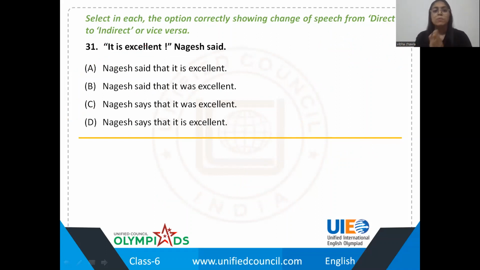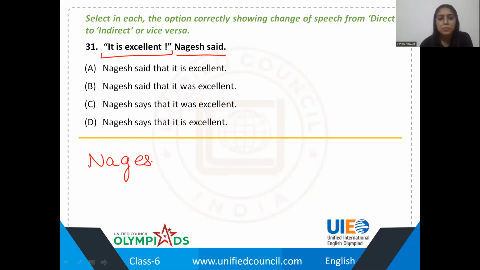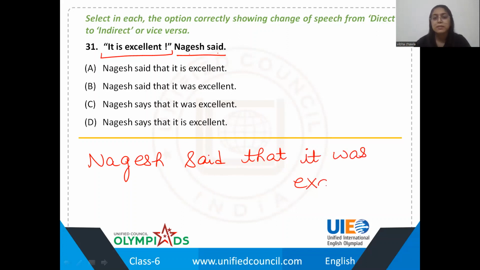Again, a question from speech. It is excellent, Nagesh said. Now this time it is direct speech. It is written in inverted commas. So let's try to find its indirect speech. Nagesh said that. Okay, we have to write that. Nagesh said that. Okay, now simple present tense changes to simple past tense in indirect speech. So it will be, it was excellent. It was excellent. It should be option B.